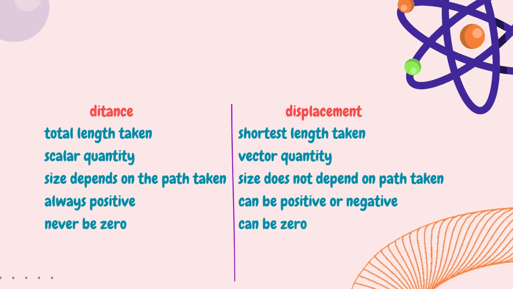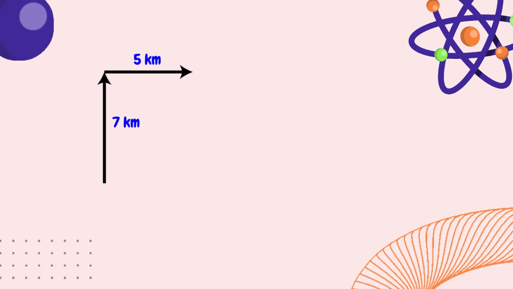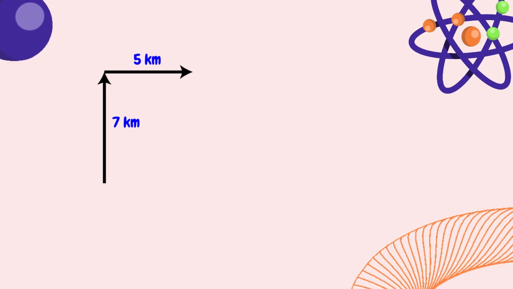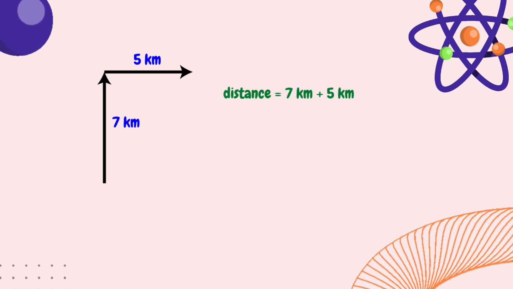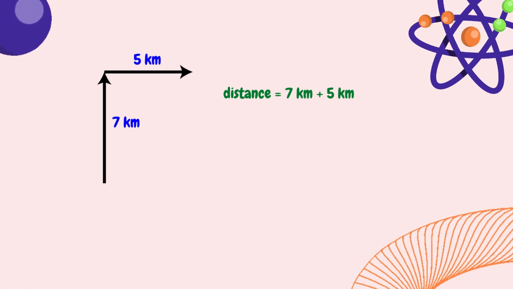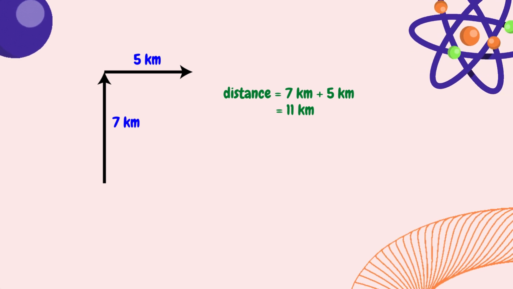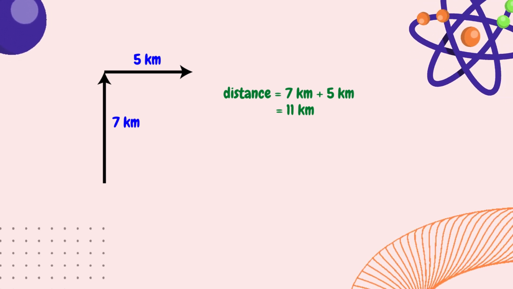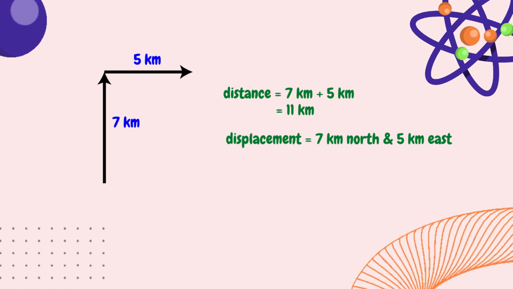Let's consider 2 examples. A car moves 7 kilometers north, then 5 kilometers east. What distance and displacement is covered by the car? The distance covered by the car is equal to 7 kilometers plus 5 kilometers. 7 plus 5 gives 11 kilometers. So the distance covered by the car is 11 kilometers.